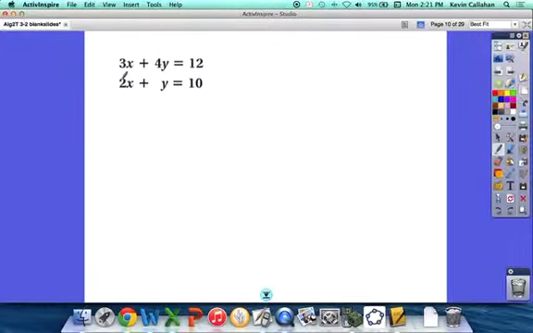So like I say, you could pick any one you want, but there is a recommended choice here, and that would be solve the second one for y. Okay, what would that look like? y equals 10 minus 2x. Subtract 2x from both sides. Okay, that's step 1. What is step 2?